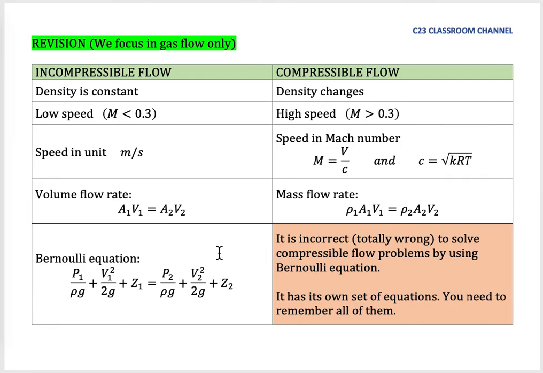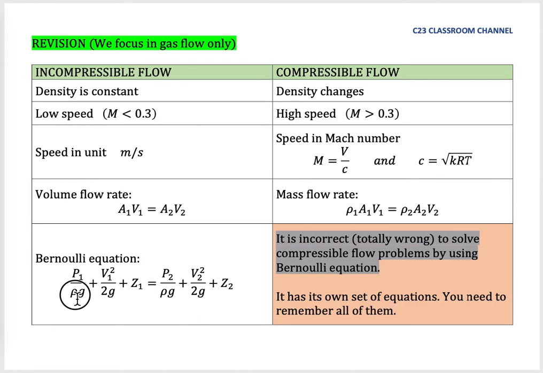And then in incompressible flow, we are using the Bernoulli equation. I hope you still remember the Bernoulli equation to solve flow problems. We have a pressure term, we have a velocity term, and we have Z, the potential energy. However, in compressible flow, it is incorrect. It is totally wrong to solve compressible flow problems by using the Bernoulli equation. Please remember this one. Please do not solve your compressible flow by using the Bernoulli equation.